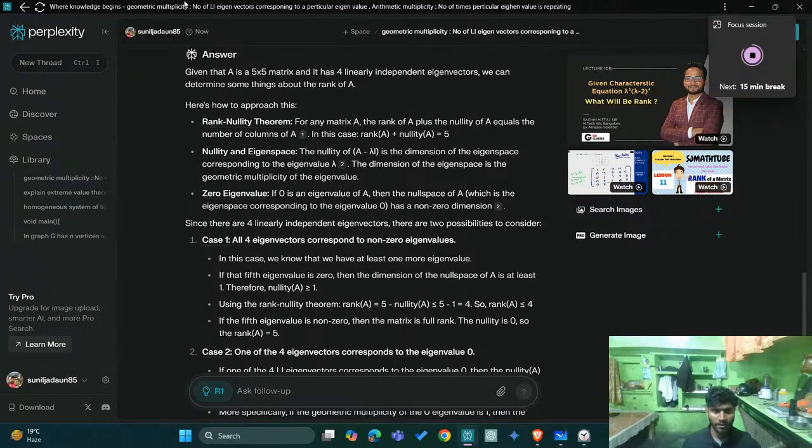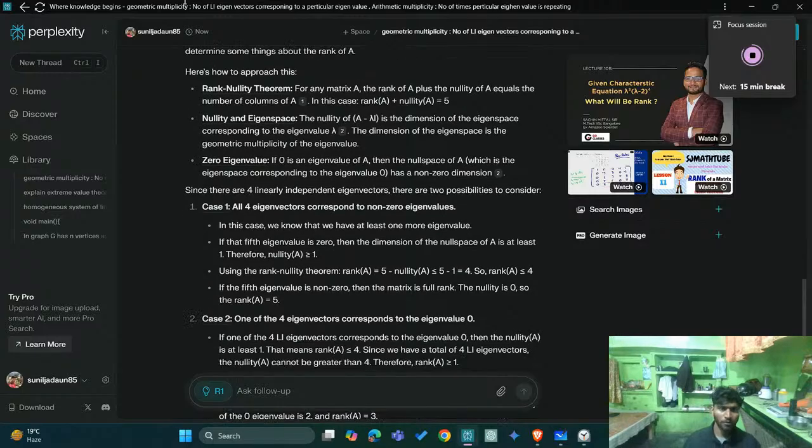Since there are four linearly independent eigenvectors, case 1: all four eigenvectors correspond to non-zero eigenvalues. In this case, we know that we have at least one more eigenvalue. If that fifth eigenvalue is 0, then the dimension of the null space is at least 1.